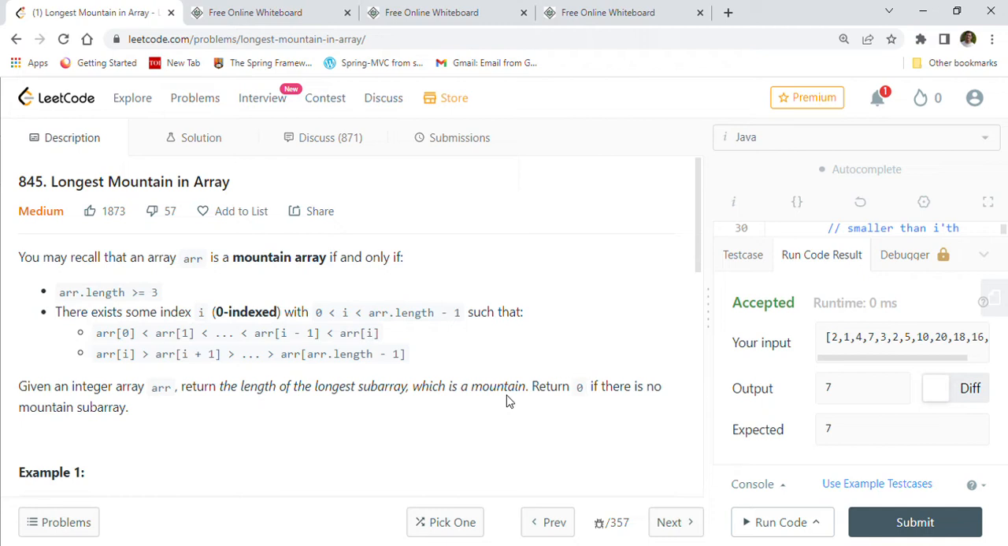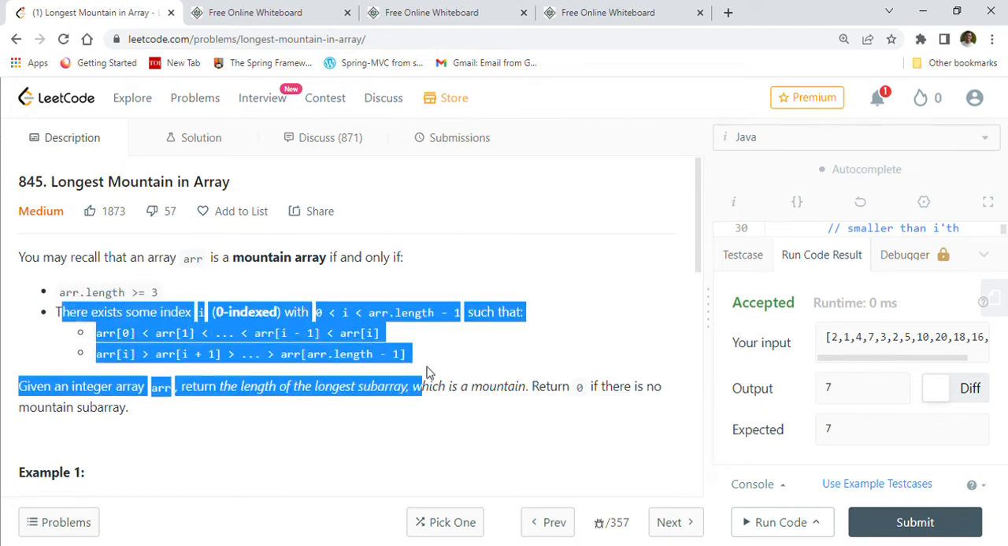So let's start with the important problem, longest mountain in array. As you can see from like dislike ratio, this is very likable problem and frequently asked coding question. So you may recall that an array is a mountain array if and only if the array length is greater than or equal to 3.